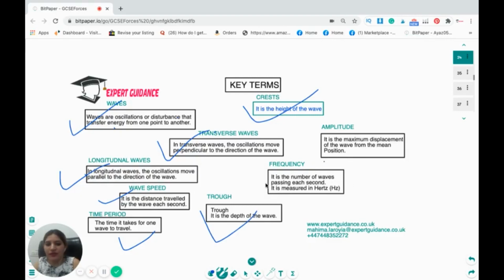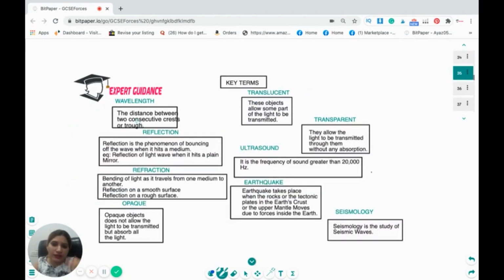Frequency is the number of waves passing each second, measured in hertz. Amplitude is the maximum displacement of the wave from the mean position. Wavelength is the distance between two consecutive crests or troughs. Reflection is the bouncing of light. Refraction is the bending of light. Opaque do not allow light to be transmitted. Translucent allows some light to be transmitted. Transparent allows all the light to be transmitted.